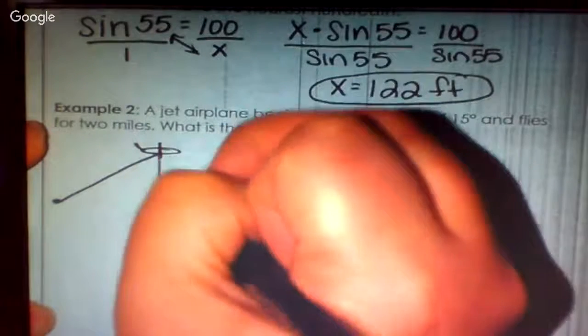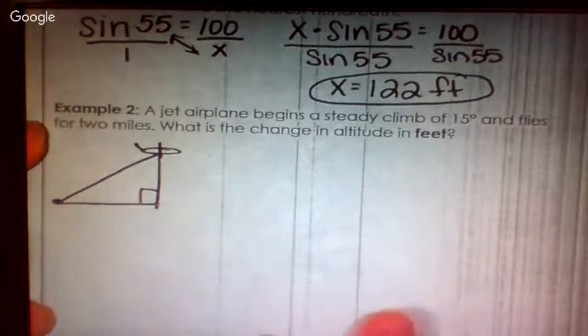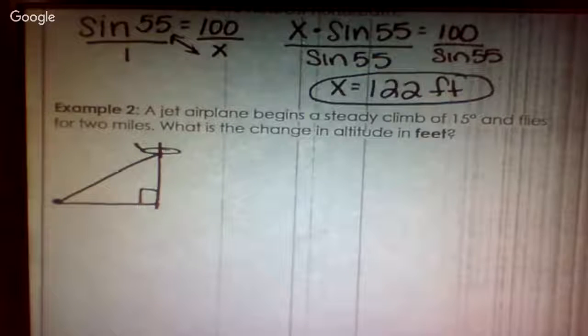Okay, again, we need to draw our right triangle. Remember, this is always right triangles. So my plane is now up in the air. It says it has a steady climb of 15 degrees. So where does 15 go? Beside the plane, the diagonal line, in the bottom left corner. It's climbing at 15 degrees, so it's going from the ground up. So 15 goes here.